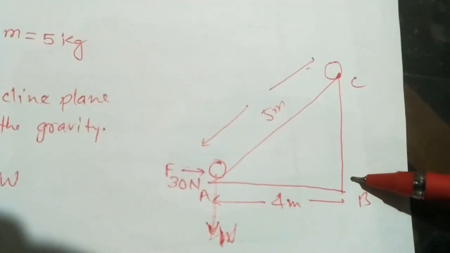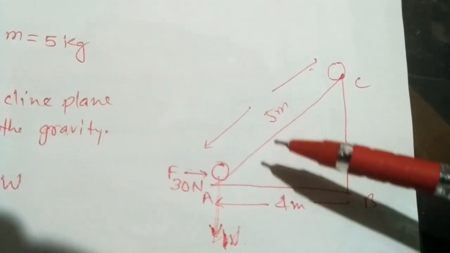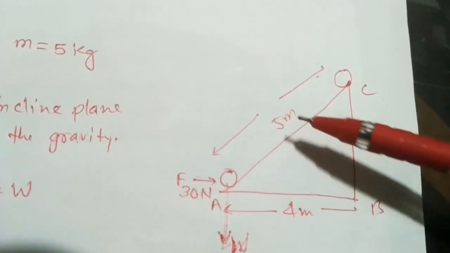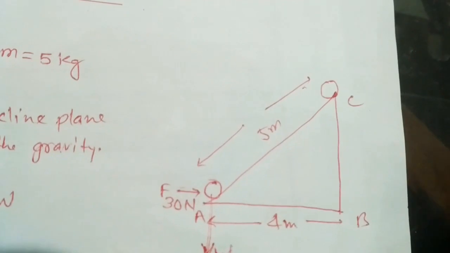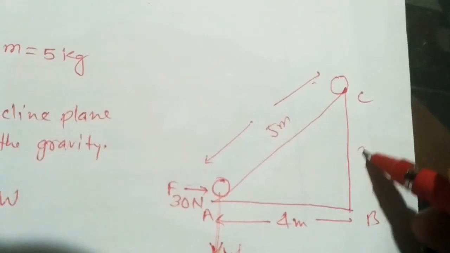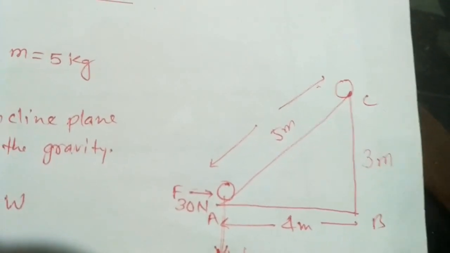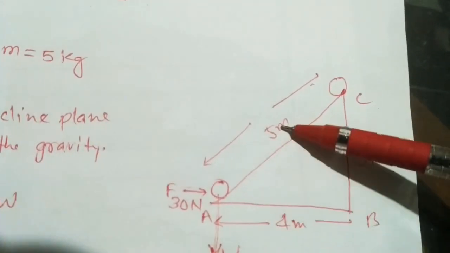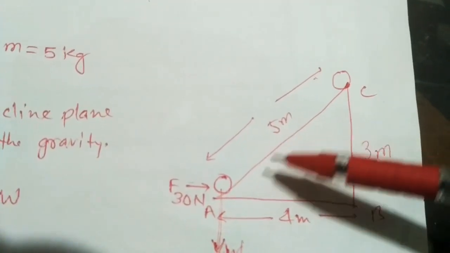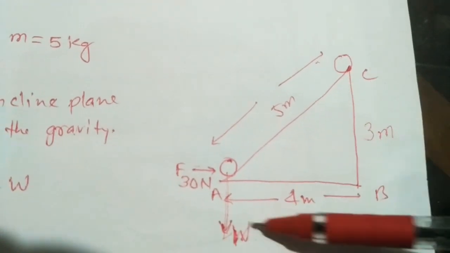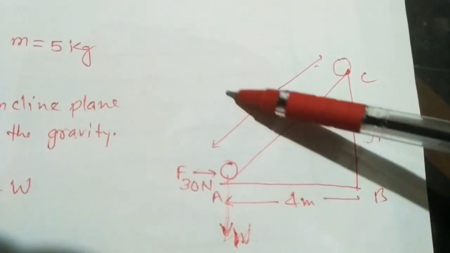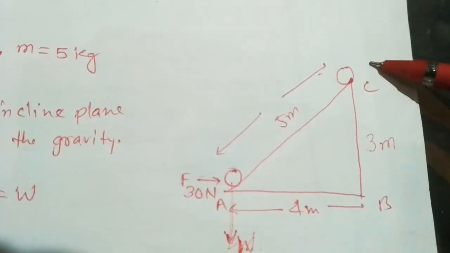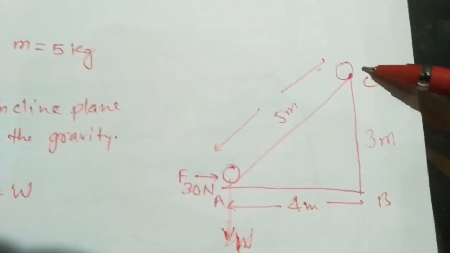So using Pythagoras theorem, we can calculate. If this is 4, this is 5, I think you can calculate this value will come to 3 meter. I'm not going to use Pythagoras theorem here, you can find that. So work done against gravity means the weight acting downward and the vertical displacement. It is moving from here to here, but the vertical displacement is 3 meter.